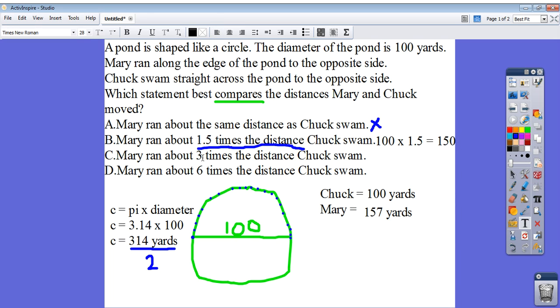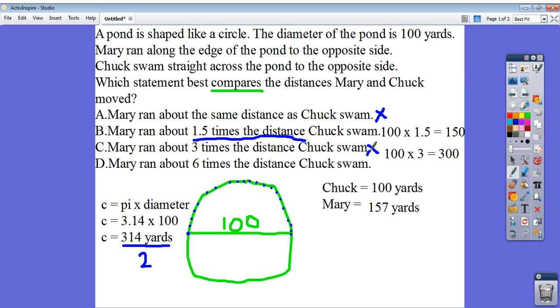Mary ran about 3 times the distance Chuck swam. So I'll do 100, which is the distance Chuck swam, times 3 equals 300. Mary only ran 157, so I know that this is not a good answer. Mary ran about 6 times the distance. I know that doesn't make sense, because if 3 times the distance was too much, then 6 times the distance is definitely too much, which means B is my best answer choice here. Let's do one more.